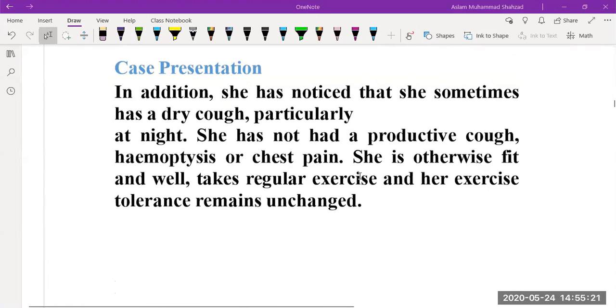In addition, she has noticed that she sometimes has a dry cough, particularly at night. She has not had a productive cough, hemoptysis, or chest pain. She is otherwise fit and well and takes regular exercise, and her exercise tolerance remains unchanged.